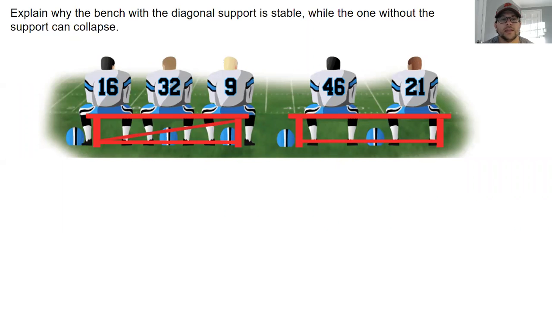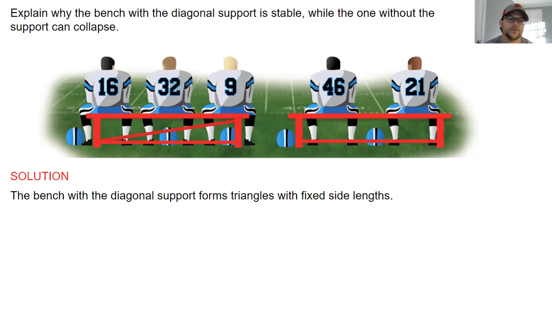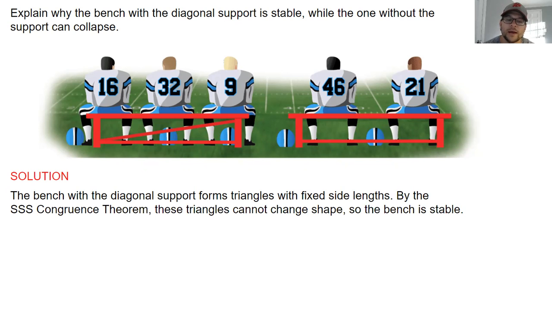All right, explain why the bench with a diagonal support is stable, while the one without the support can collapse. So here's a couple different ways we can approach this. The bench with the diagonal support forms two different triangles with fixed side lengths. That bench is not going to be moving as long as that hypotenuse triangular support beam is going diagonally across the bottom. So by the side, side, side congruence theorem, those two triangles cannot change shape, or they're not going to be changing distances of those beams that are underneath the bench. So the bench is stable because the sides are not going to change.